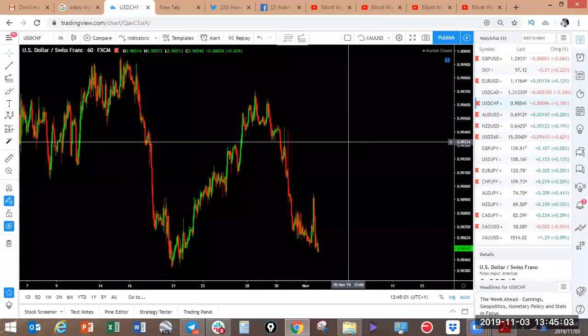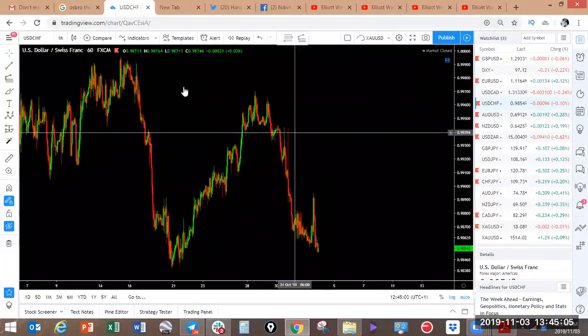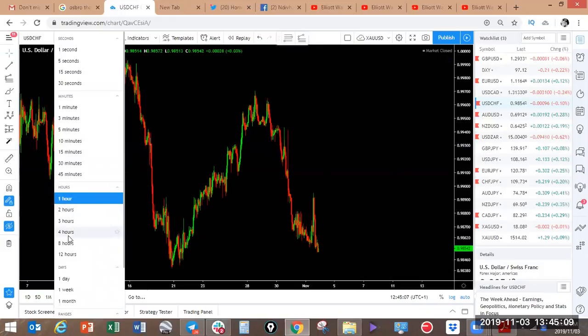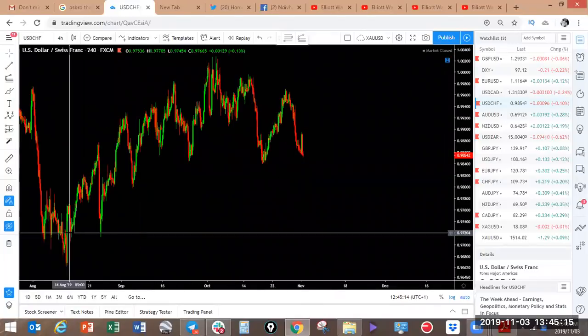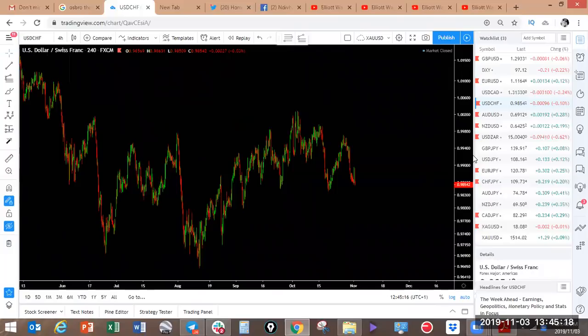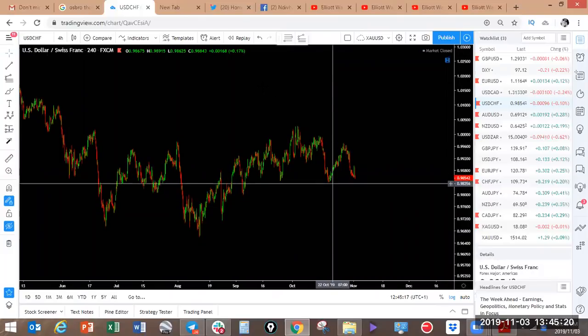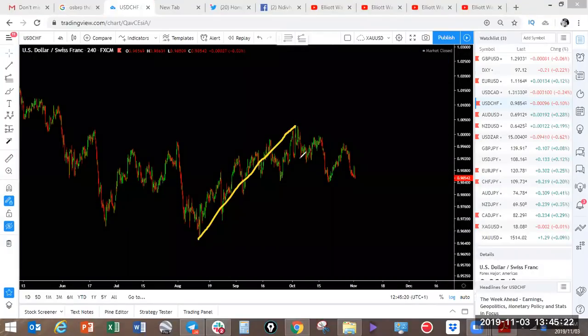US dollar CHF, you're looking for these to continue lower. That is the one that I showed you, similarity with UK 100. Let's go to the 4 hour. Look at the 4 hour on US dollar CHF, similar to UK 100. This is what I showed you. One up, one back, like that.